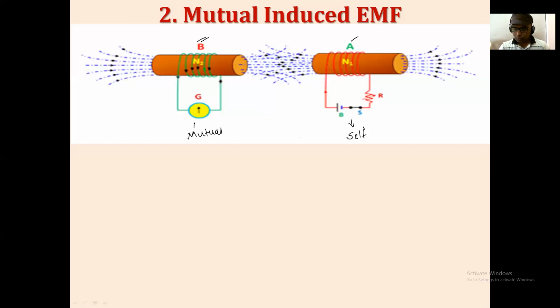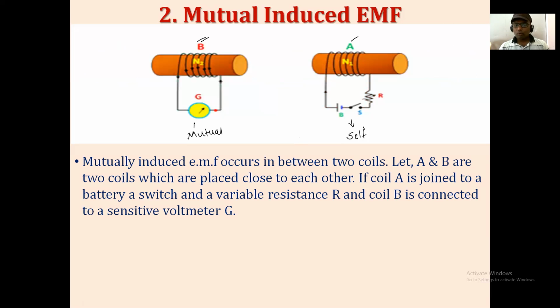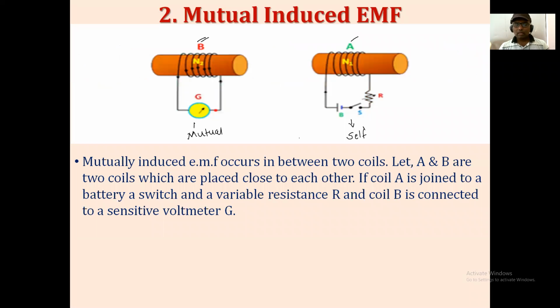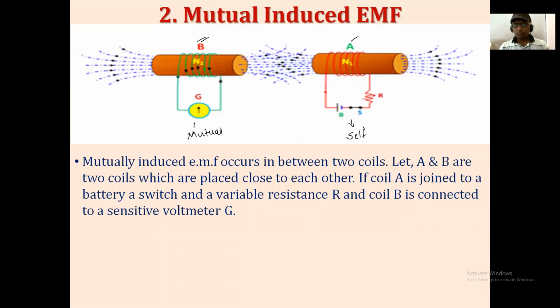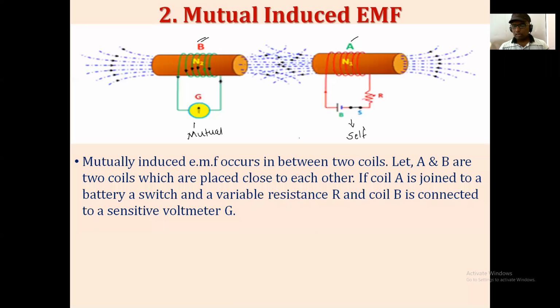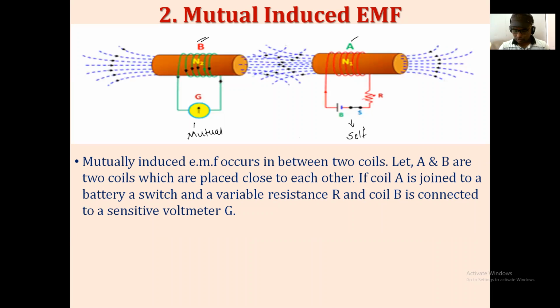Okay, so try to read it. Mutually induced EMF occurs in between two coils. Let A and B be the two coils which are placed close to each other. Coil A is joined to a battery, a switch, and a variable resistor R, and coil B is connected to a sensitive galvanometer G. This is the experiment setup.